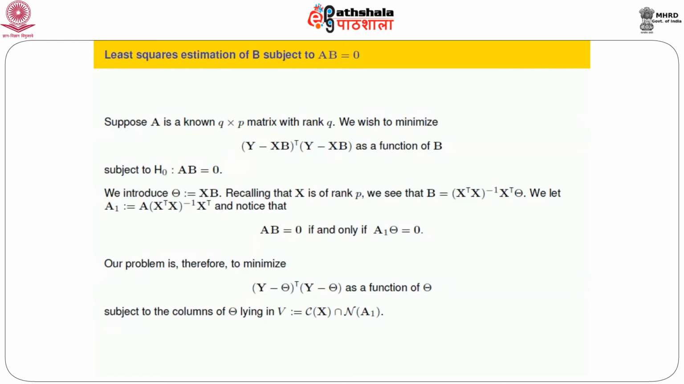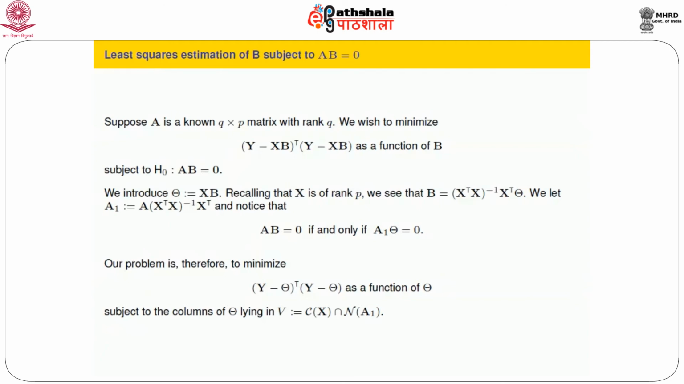So we rewrite this equation in terms of Theta. How do we proceed? We define A1 equal to A times (X transpose X) inverse X transpose. And notice that AB is equal to 0. If we mechanically substitute (X transpose X) inverse X transpose Theta in place of B, we get AB equal to 0 means A (X transpose X) inverse X transpose Theta is equal to 0. We have already given a name to the matrix A (X transpose X) inverse X transpose, which is A1. So AB is equal to 0 if and only if A1 Theta is equal to 0. Alright, so this is the formulation we were trying to achieve.